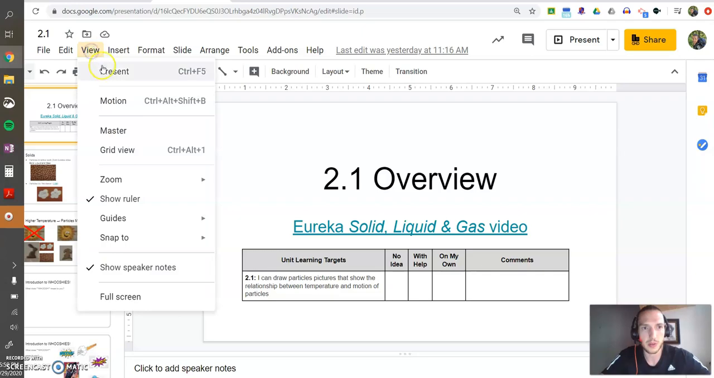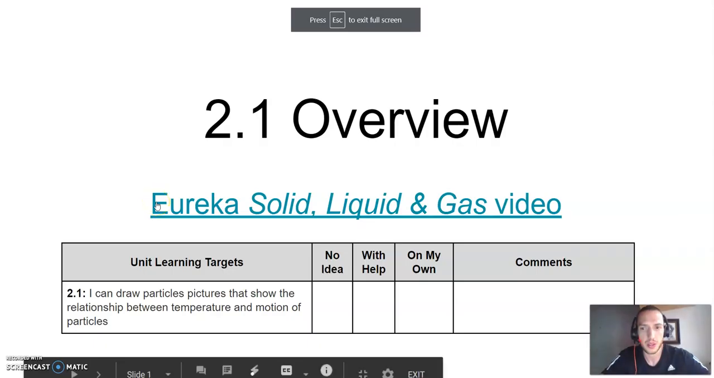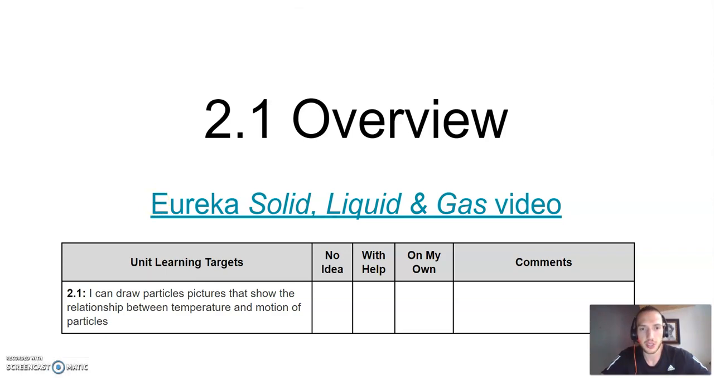So for this video we are doing learning target 2.1. I can draw particle pictures that show the relationship between temperature and motion of particles.